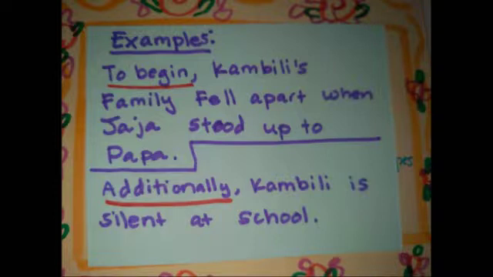This next one is another topic sentence that would be a different paragraph. Additionally, Cambili is silent at school. So that would tell me that this paragraph is going to tell me about her behavior at school. And the word additionally tells me that it's adding on to something. So I would assume that the previous paragraph had talked about her silence.